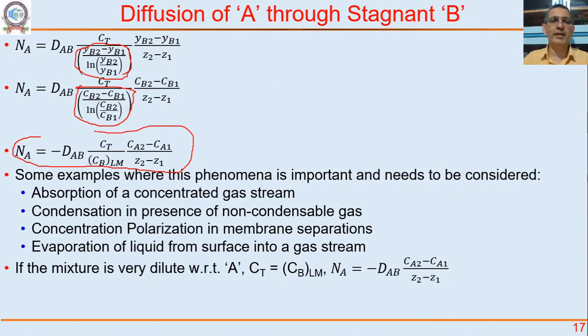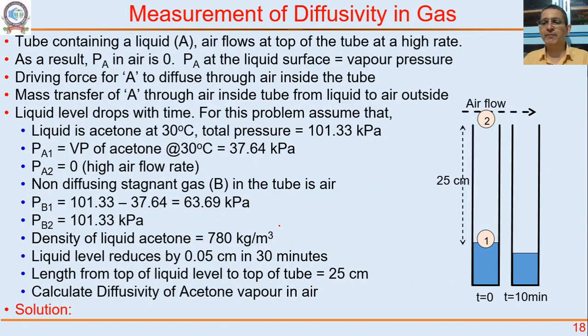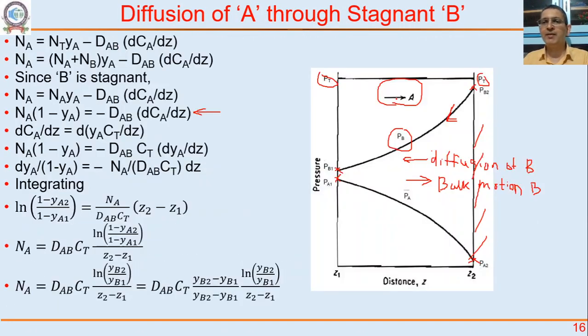Some examples where this is important. Let's say absorption of A from a concentrated gas stream. Let's say A is ammonia and B is air. Ammonia in air is a toxic pollutant, so we want to scrub that ammonia with an acid. Let's say there is HCl here. Ammonia reacts, but air does not react. Air diffuses and air is convected, so air is stagnant: diffusion of A through stagnant B.